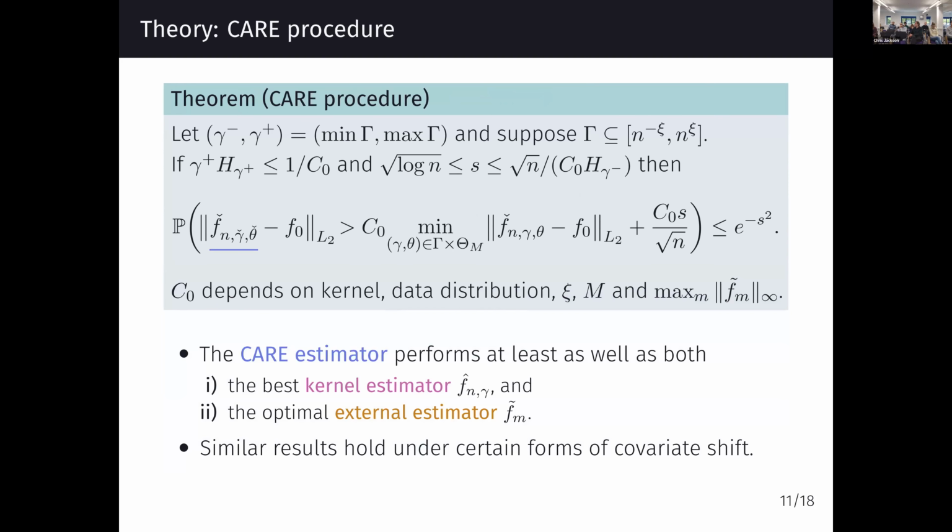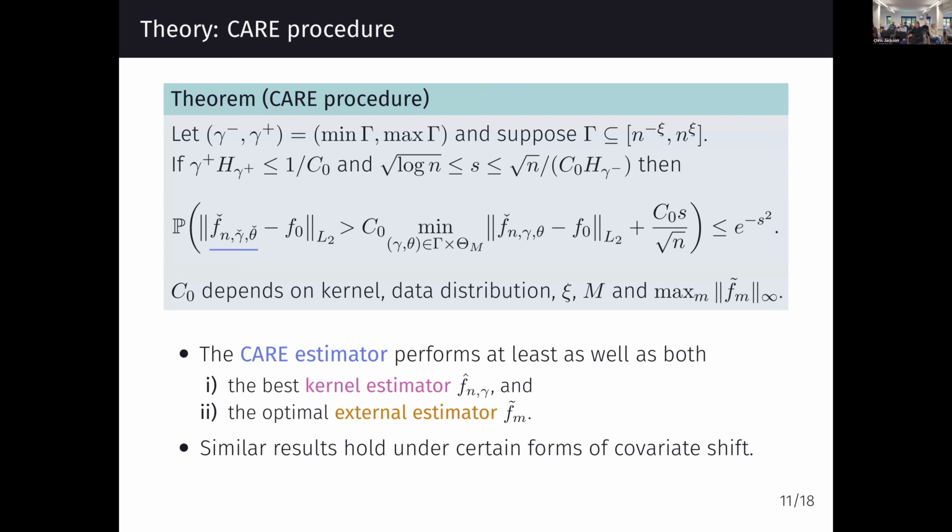So that's all I want to say about the kernel estimator. We also have some theory, of course, for our main proposal, which is the CARE procedure that aggregates these external models with the new data. There's some technical setup here. I want to assume that my regularization parameters are bounded in some interval. And this assumption of h_gamma being bounded is making sure I don't overfit too badly.